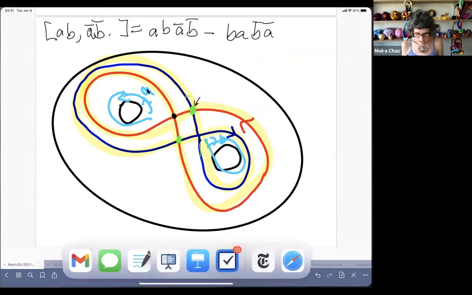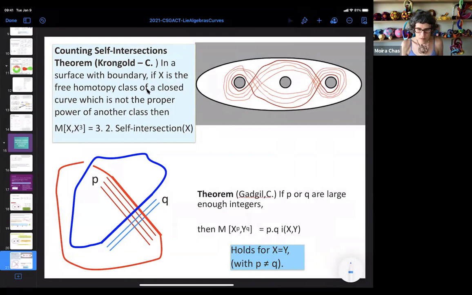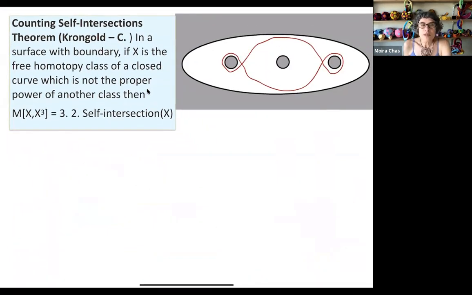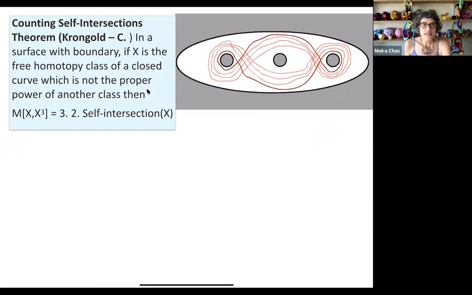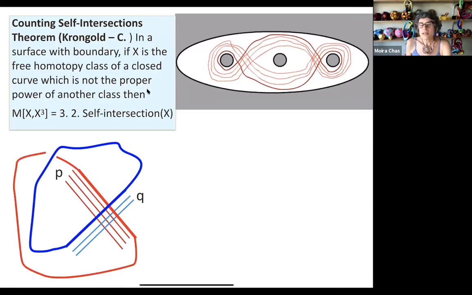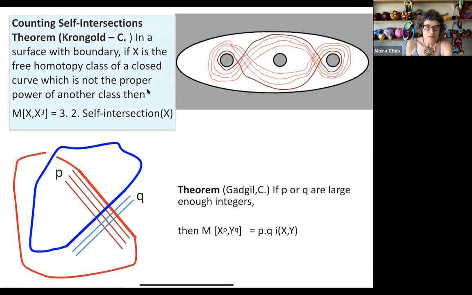And in the midst of this, since I couldn't prove it in the beginning for X and X bar, what I proved is for X and X cube and X and X square, and this also counts self-intersection. And later, with Siddhartha Gadgil, we proved that one way to count intersection and self-intersection too is if you take powers of your curves that are large enough. So there are powers P and Q large enough so that the Manhattan norm is equal to that. And this is hyperbolic geometry.